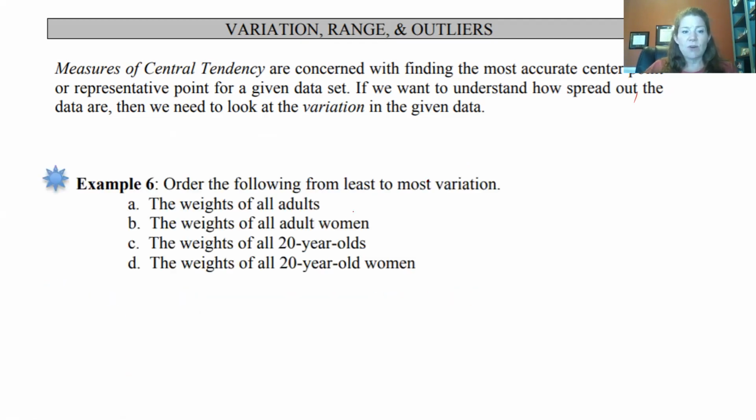So it says, order the following from least to most variation. So we want to talk about how close different data numbers are to each other, or how spread out they are. So imagine letter A. So it says the weights of all adults. So if we think about adults as being 18 years and older, and we count the weight of all people in the world that's 18 and above, that's going to be a huge variation, right?